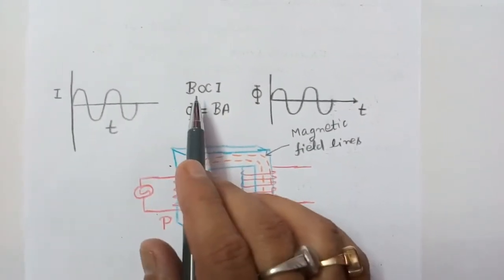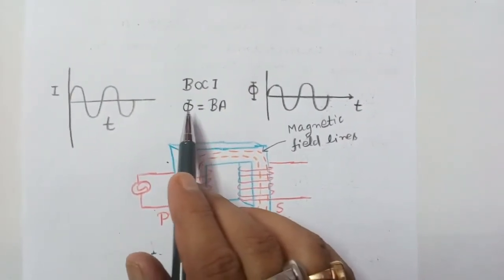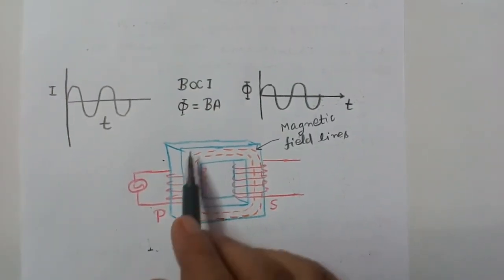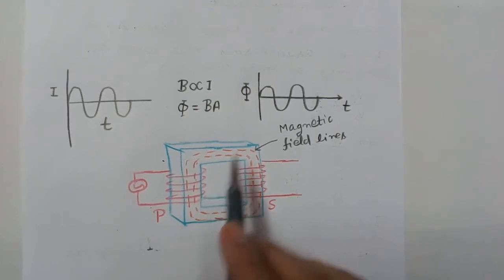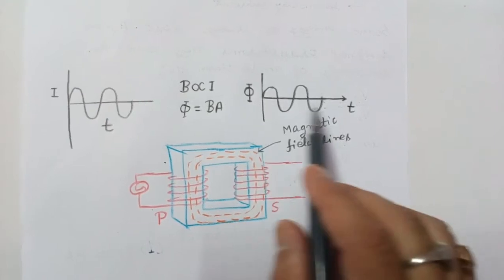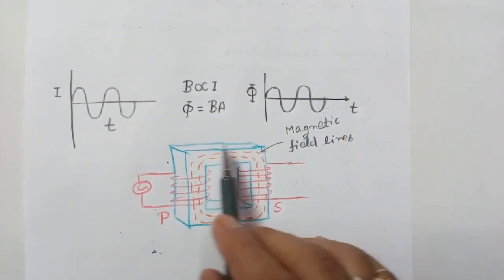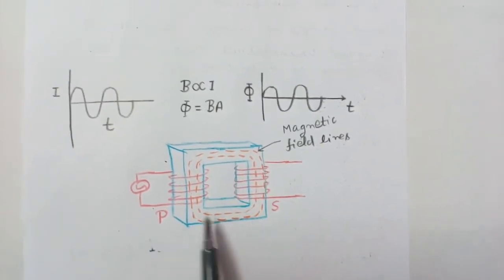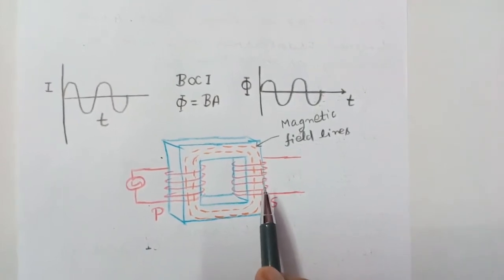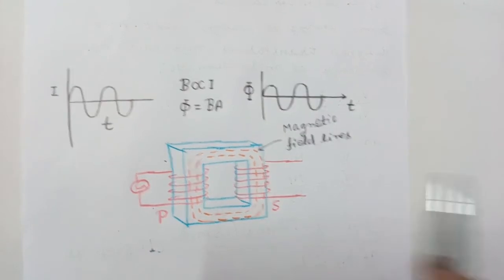Now we know that magnetic field produced B is proportional to I and magnetic flux phi is equal to B into A. So these are magnetic field lines. If we draw graph between magnetic flux phi and time t, so magnetic flux phi is also varying. This is also changing with time. So this changing magnetic flux is passing through this secondary coil also. So in secondary, induced EMF is produced.